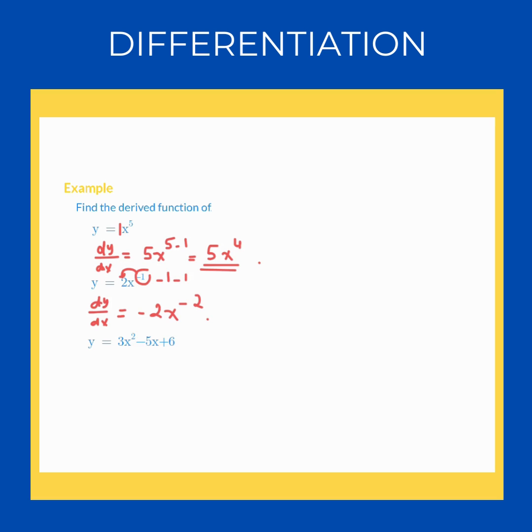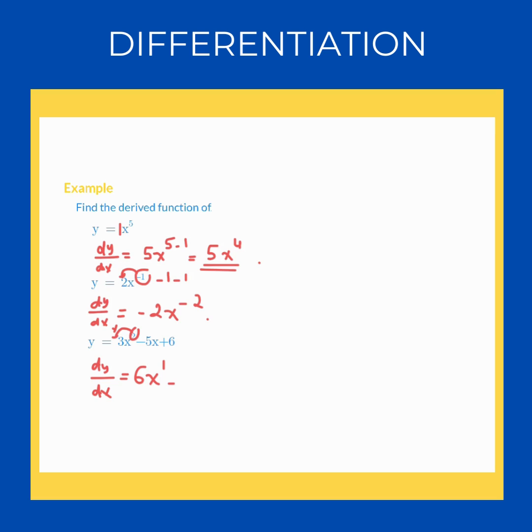The last one, so I have dy over dx, again I need to multiply the power, which is 2, by the expression. So it becomes 2 times 3, which is 6x. Then I have to reduce the power by 1. So it's 3x squared, the power is 2, reduced by 1, it becomes 1 because 2 minus 1 is 1. So it's 6x to the power of 1.